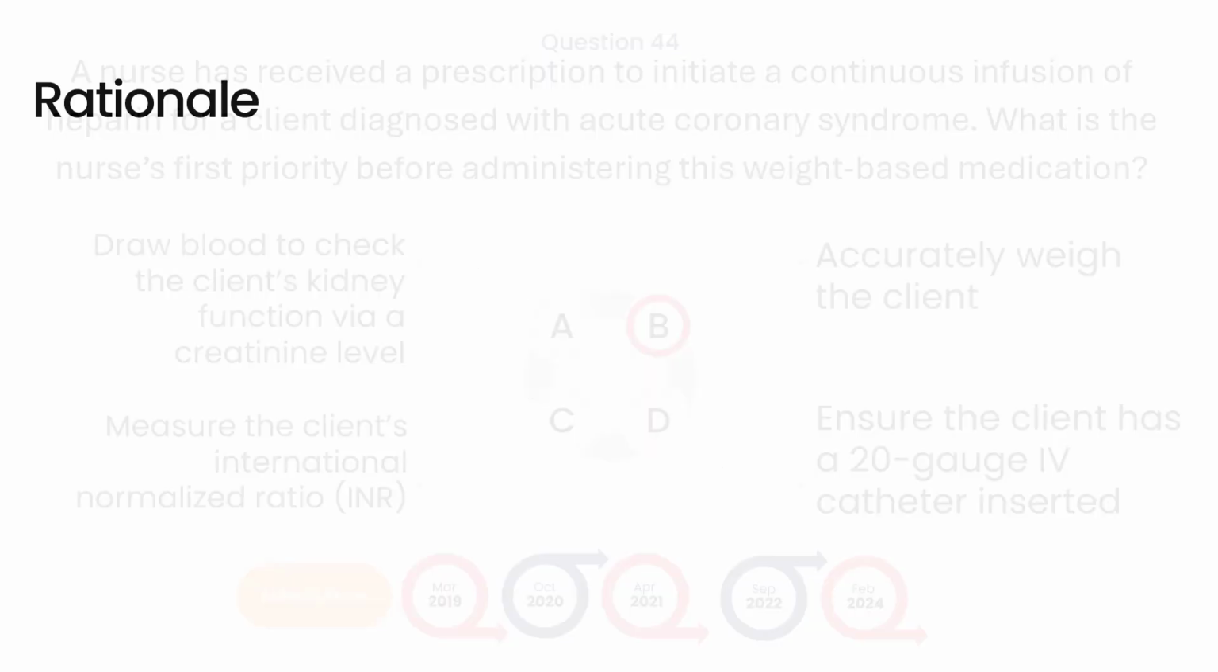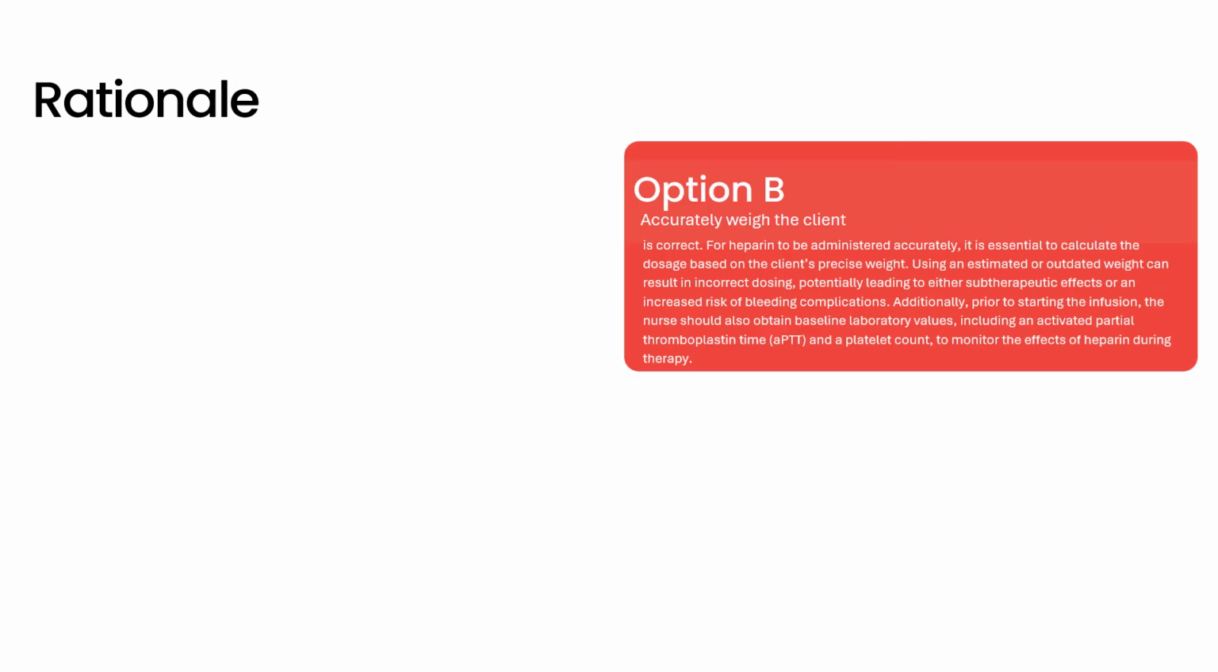For heparin to be administered accurately, it is essential to calculate the dosage based on the client's precise weight. Using an estimated or outdated weight can result in incorrect dosing, potentially leading to either subtherapeutic effects or an increased risk of bleeding complications. Additionally, prior to starting the infusion, the nurse should also obtain baseline laboratory values, including an activated partial thromboplastin time and a platelet count, to monitor the effects of heparin during therapy.